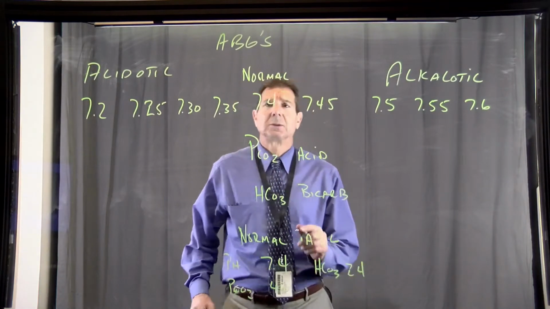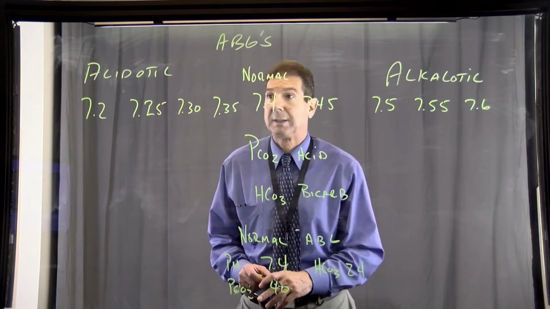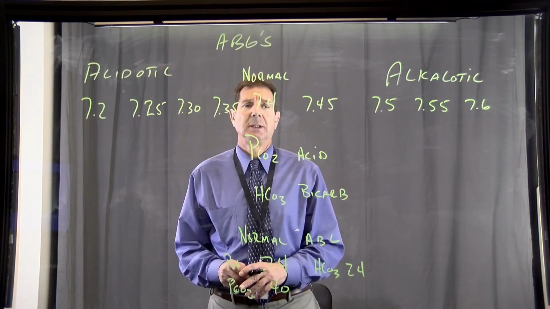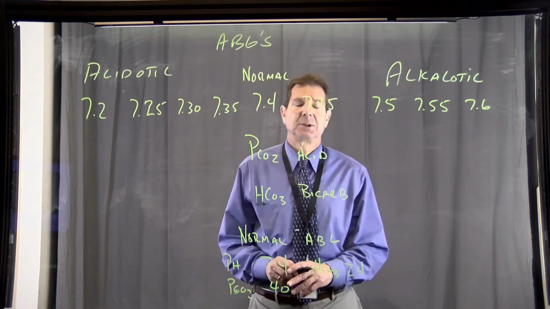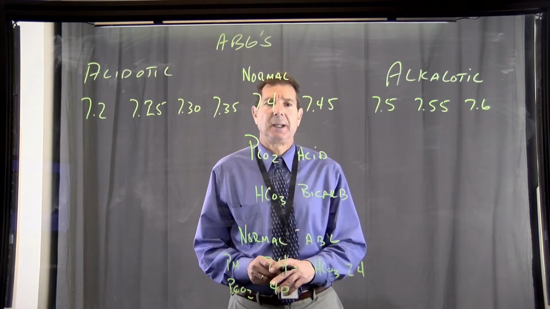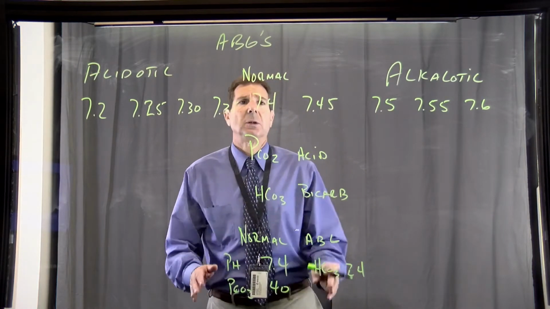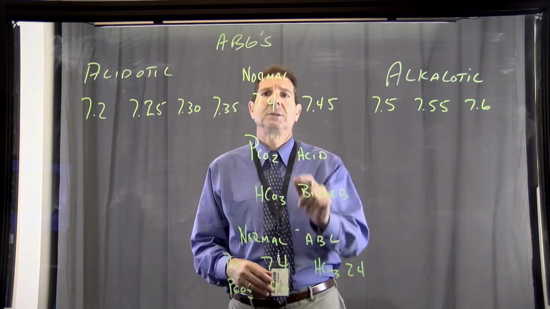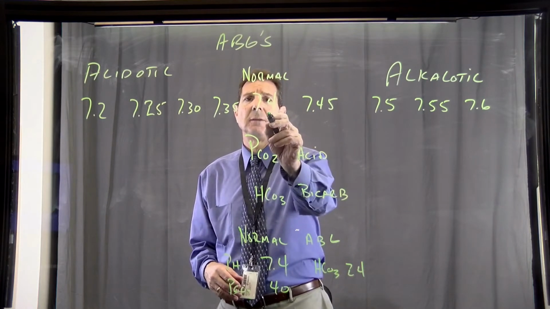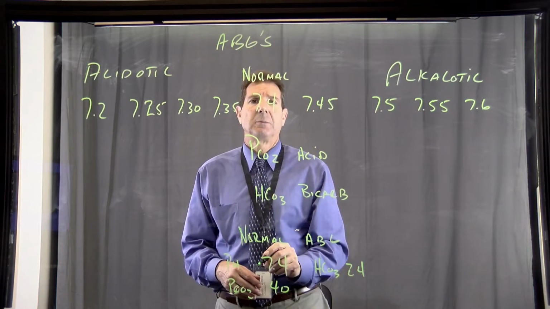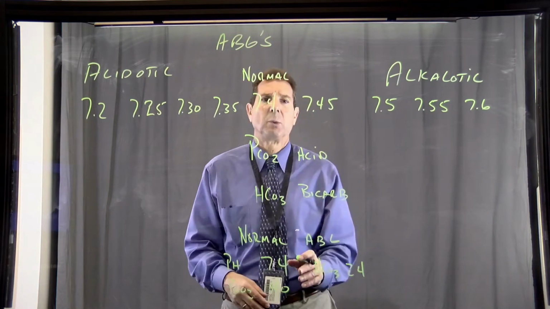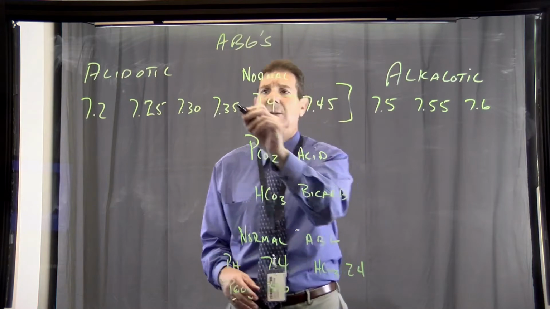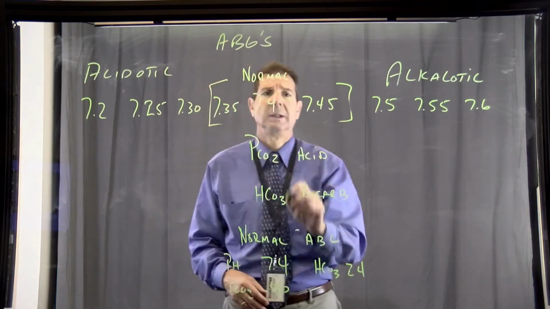Alrighty, good morning. So today we're going to be talking about ABGs and trying to give you a little bit more information on how arterial blood gases are looked at and analyzed. So we have our normal ABGs, which have a pH around 7.4. Now there's a range of that, 7.35 to 7.45. All that is in the range of normal.